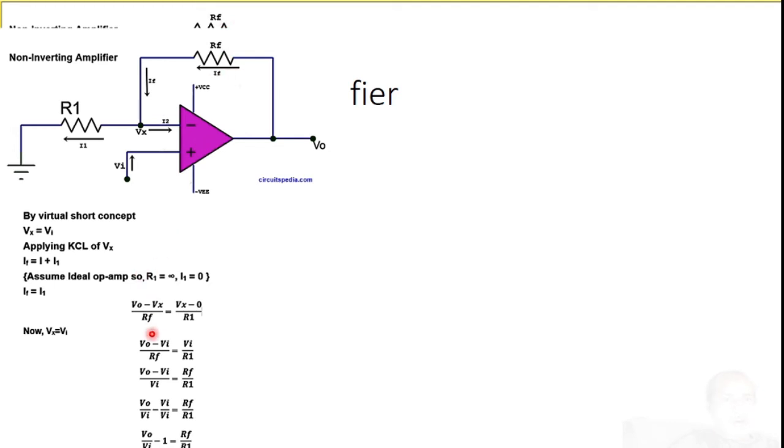Now simplify. V0 minus Vx over Rf, where Vx we substitute Vi, equals Vi divided by R1. Now simplify here. Rearranging the terms, V0 minus Vi over Vi equals Rf over R1.